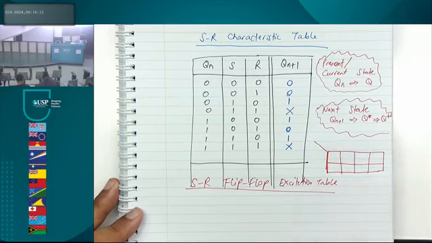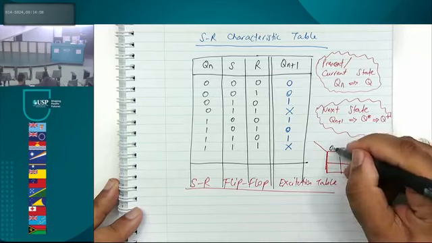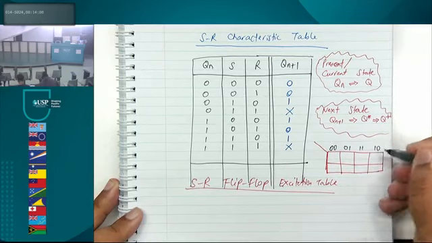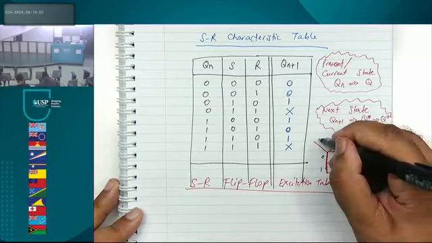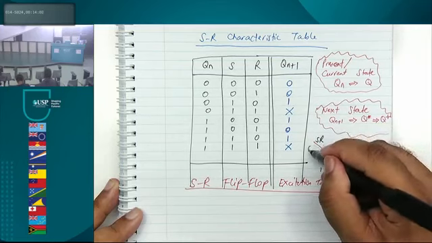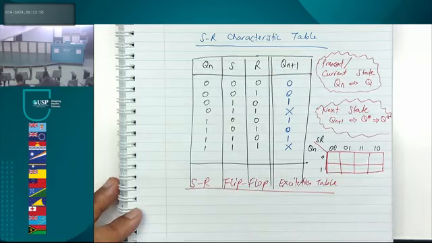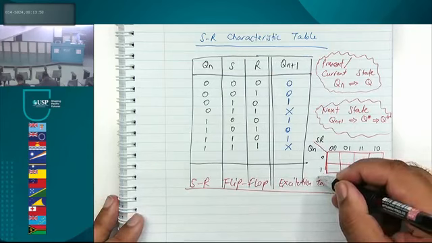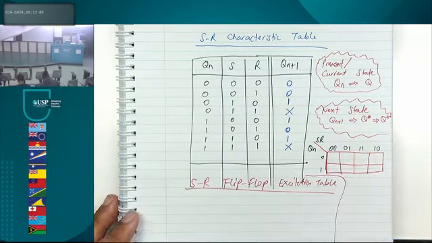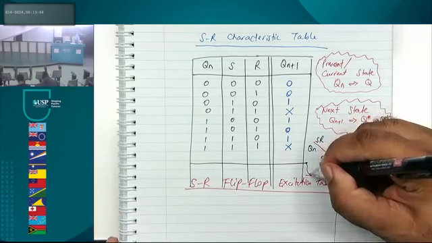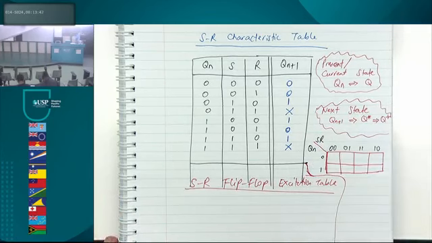So we have 0, 0, 0, 1, 1, 1, 1, 0. Let's put S and R there, and let's put Qn. Those are our inputs from our characteristic table. Apologies for being rough. What are we plotting over here? We are trying to plot our Qn plus 1, so let's fill the Karnaugh map up.